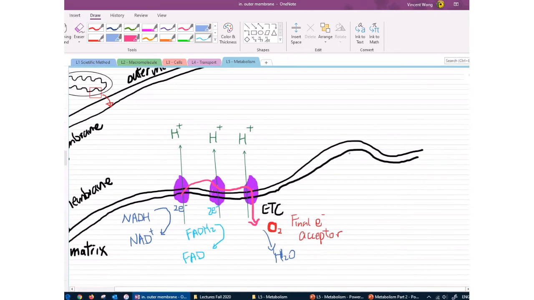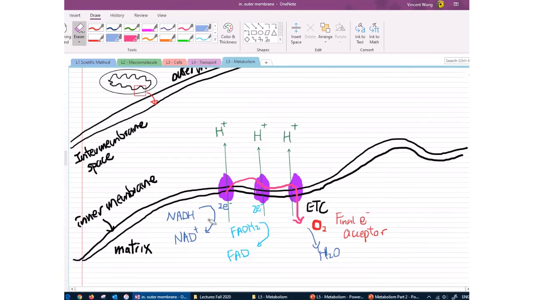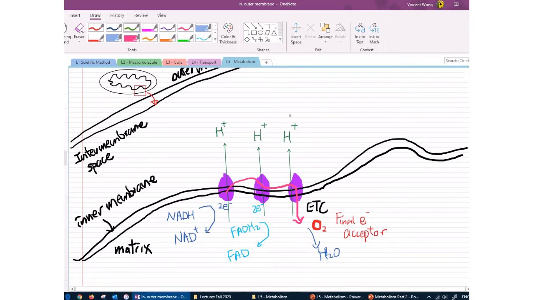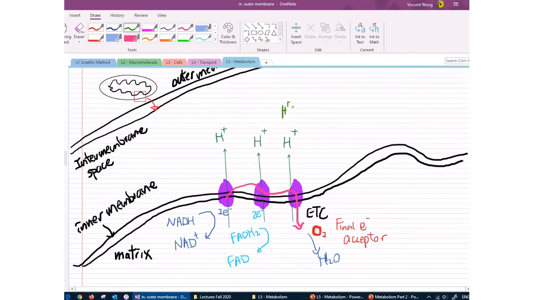So for now, NADH and FADH2 brought all the electrons from the first three steps, and they are going to deposit them onto the ETC, and the energy is going to be used to pump H+ from the matrix into the intermembrane space. As this process keeps happening, over time you are going to have a lot of H+ in the intermembrane space.